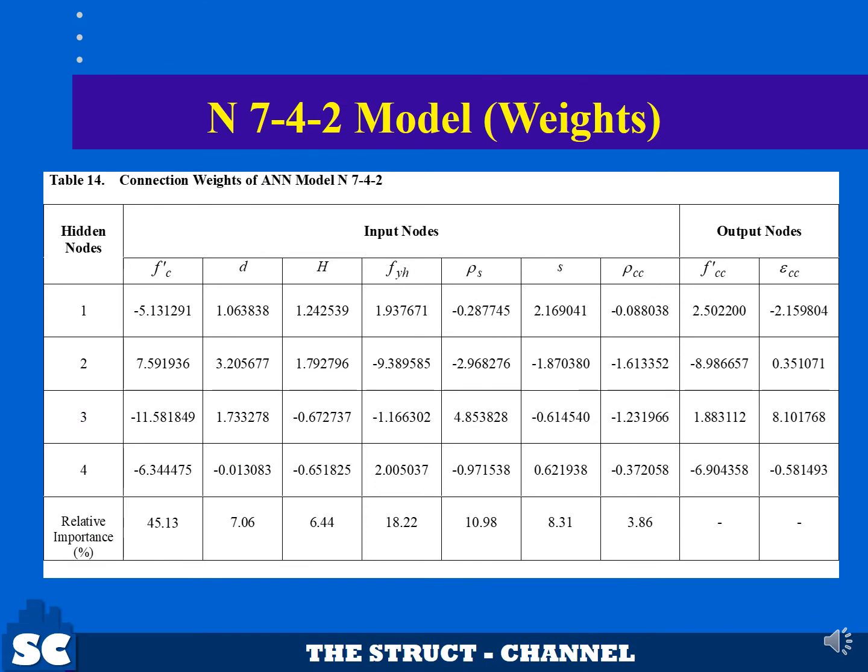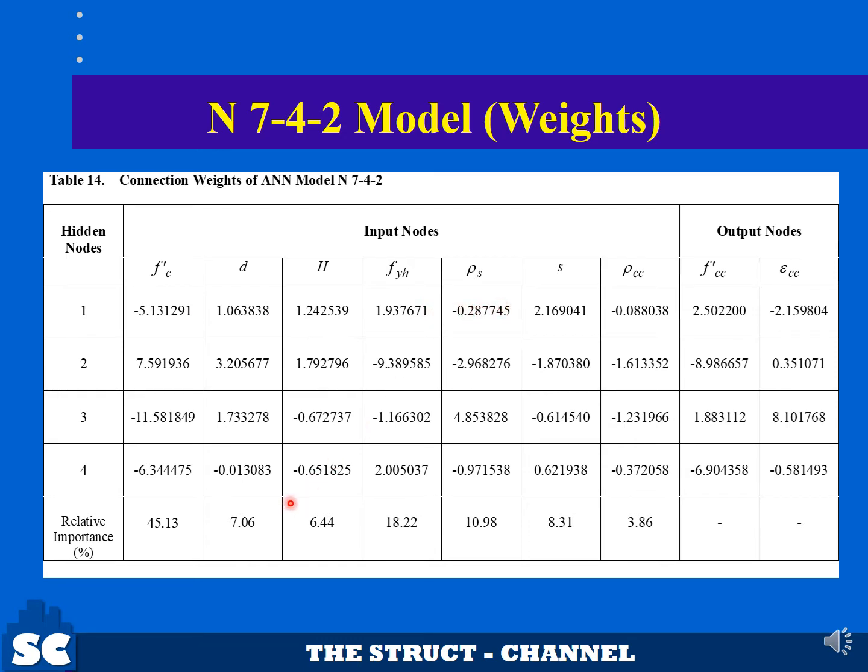This is the final ANN model, N742 model, which consists of 7 inputs, 4 hidden nodes, and 2 outputs. Shown in the table are the weights connecting the different nodes. So for input f'c connected to hidden node number 1, this is the weight. For D connected to hidden node number 1, etc.